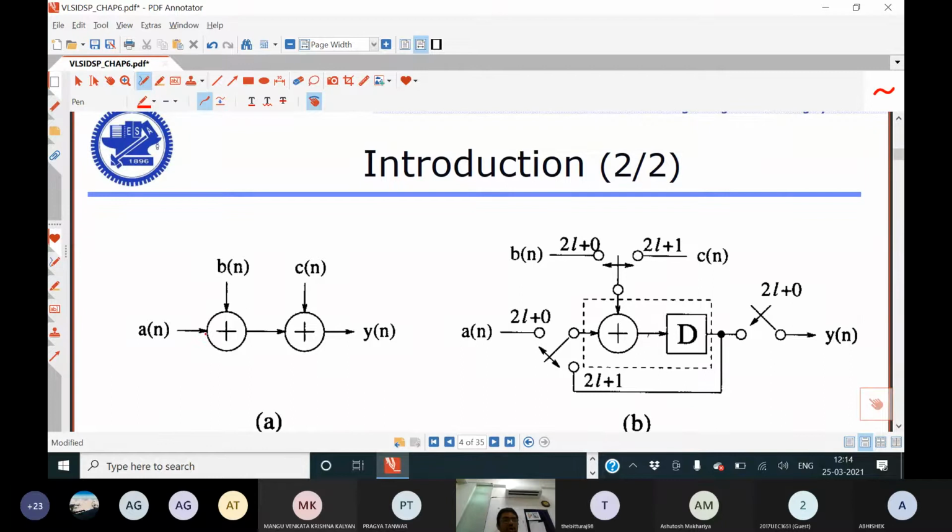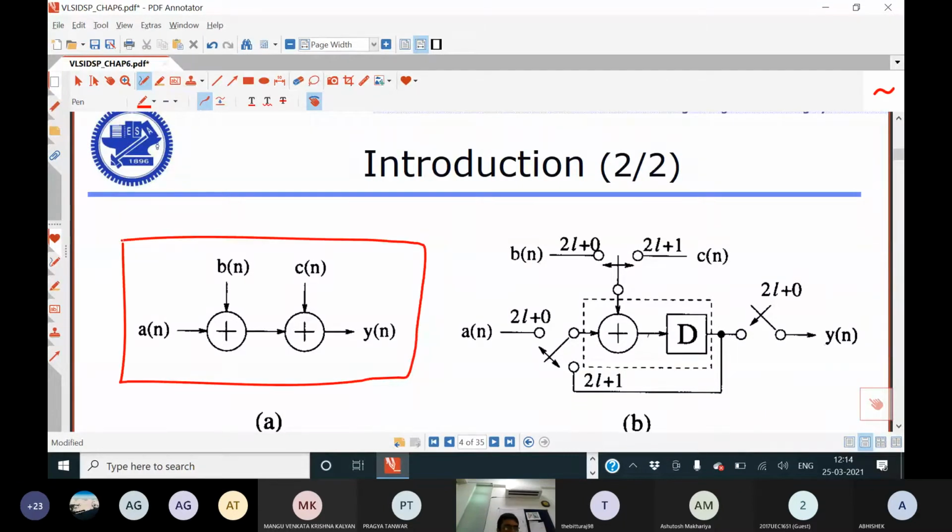So just to explain the basic concept of folding, one simple example is given. You observe that on the left hand side, this particular circuit is one DSP block where you want to add three values. AN is added to BN, so AN plus BN will be generated. It will be added to CN. So your YN is nothing but AN plus BN plus CN. This is the functionality that I want to achieve.